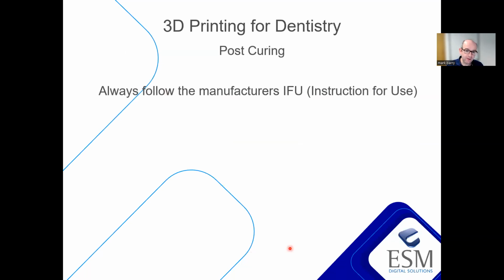Post-curing, always follow the manufacturer's IFUs, the instructions for use. Never, ever deviate from it. If you've got a question about how to cure, the best place is to contact the manufacturer, not your buddies on Facebook. It's incredible the amount of people who will say, I've got this resin, I want to try it in this machine. It's not validated, but how do I do it? How do I hack this workflow? Any tips on how I can cure it?